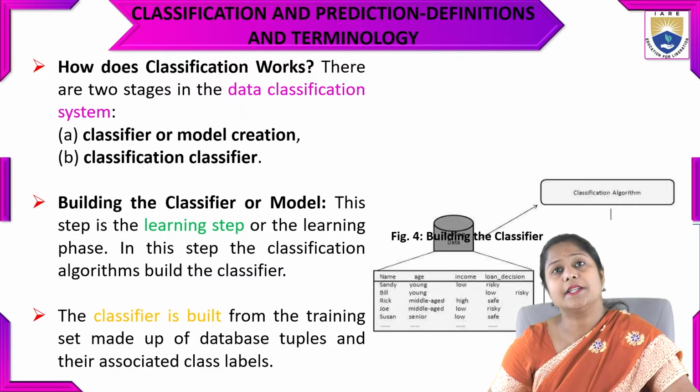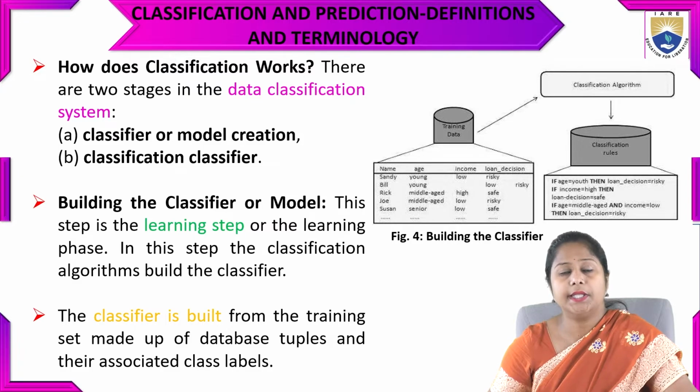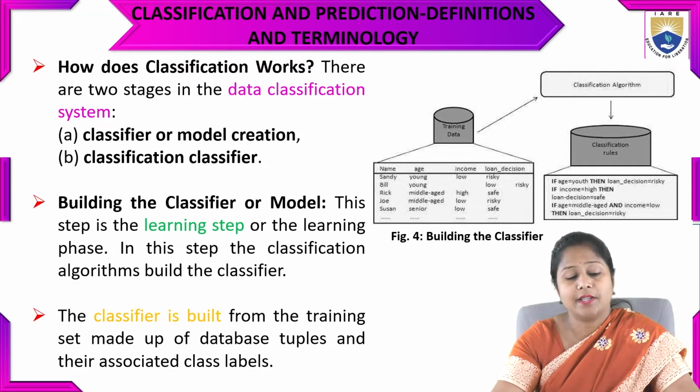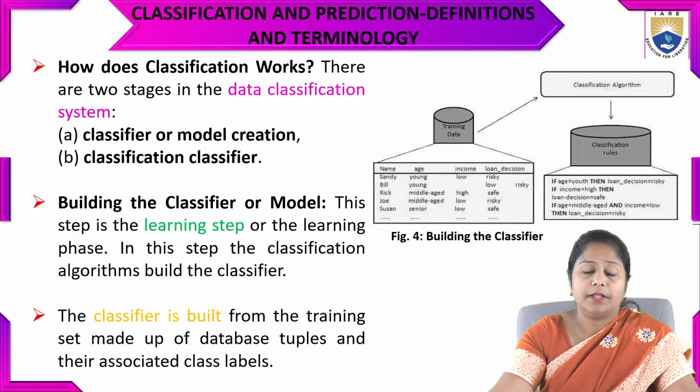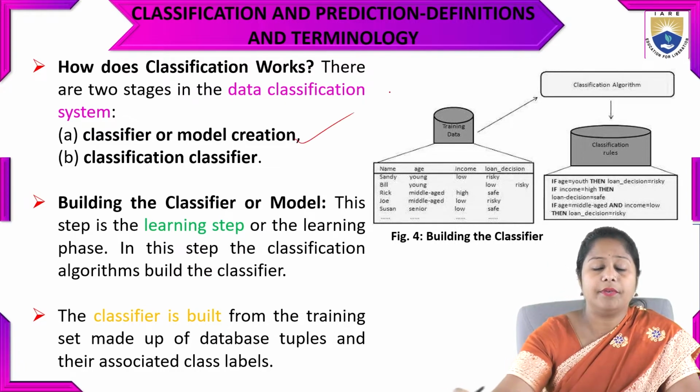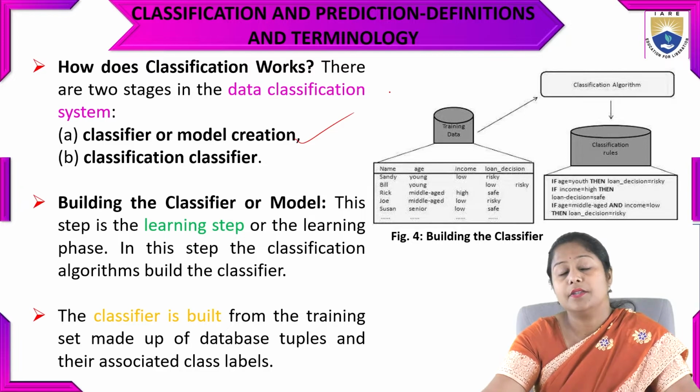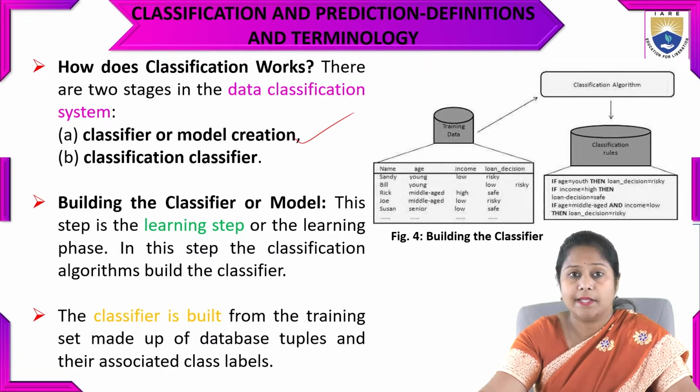Now, how does classification work? So there are basically two stages of the classification system. So there are two types. The first is the classifier, or we can say model creation. So if suppose we have to create a model, that is also going to tell about the class levels, right? Another is classification, right? So we will go with the first, building the classifier model.